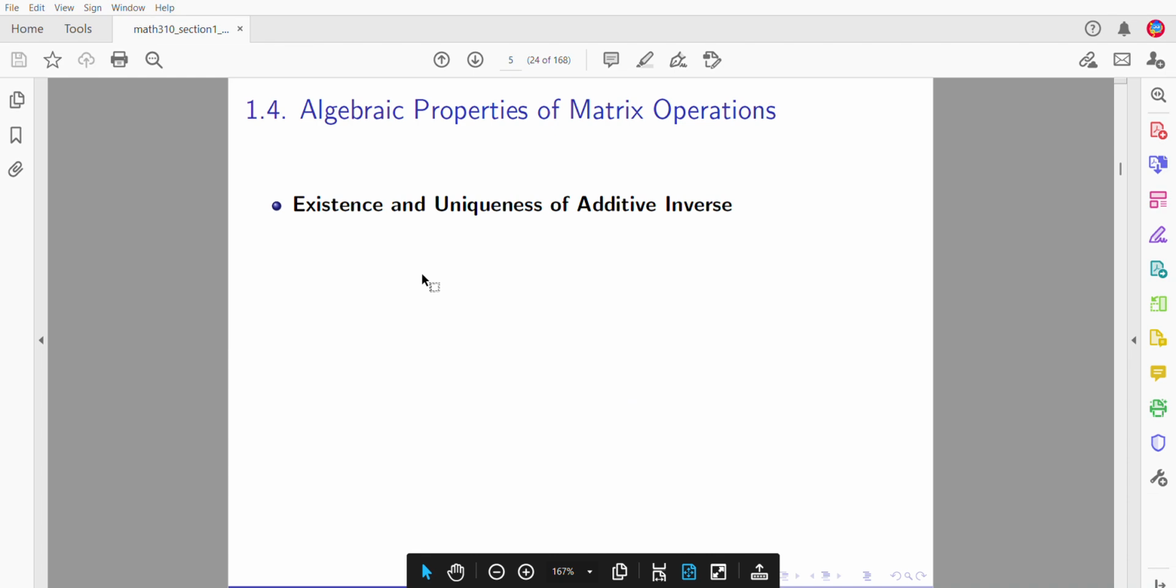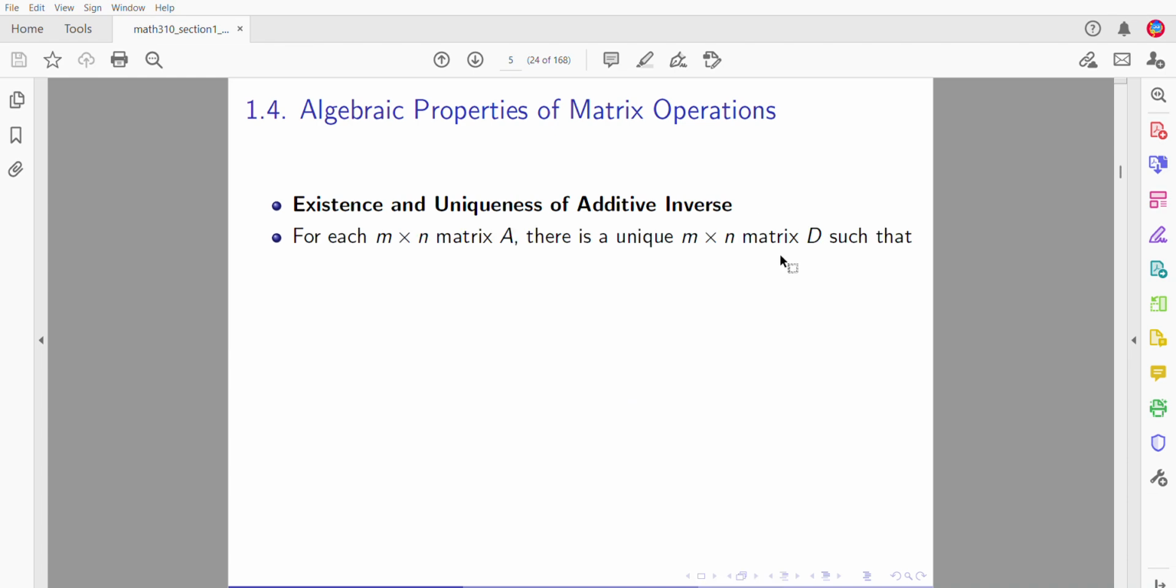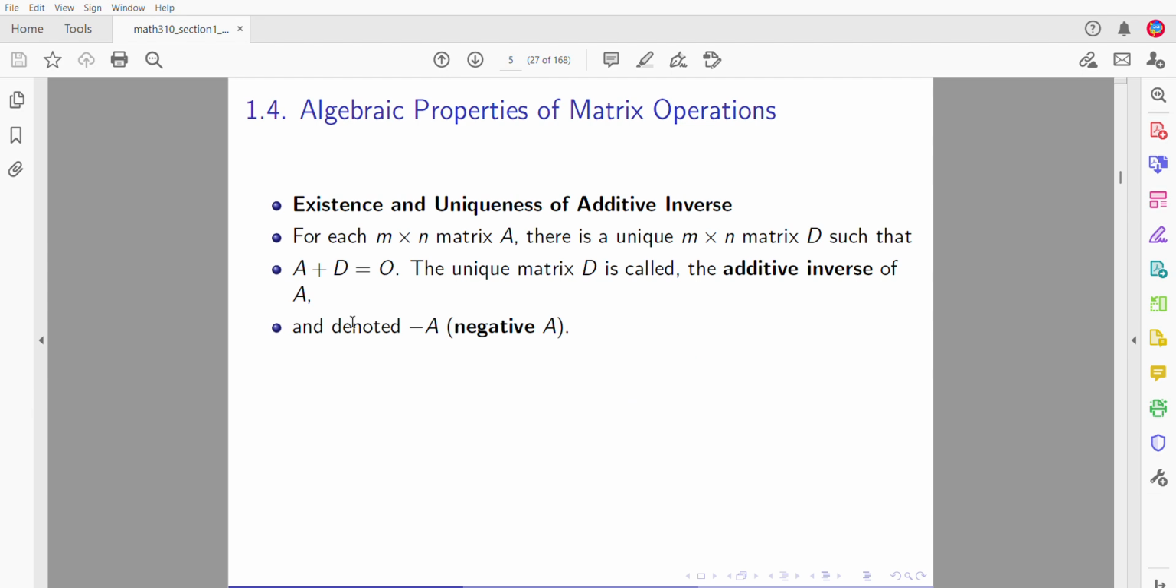Existence and uniqueness of additive inverse. For each m by n matrix A, there is a unique m by n matrix D such that A plus D is O. Remember O, the zero matrix. The unique matrix D is called the additive inverse of A and denoted by negative A. All right. A plus what is O, that what is negative A.